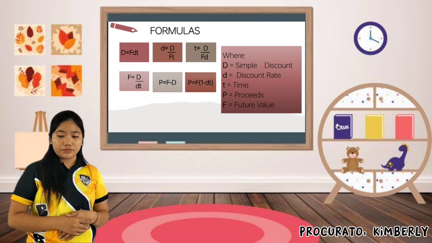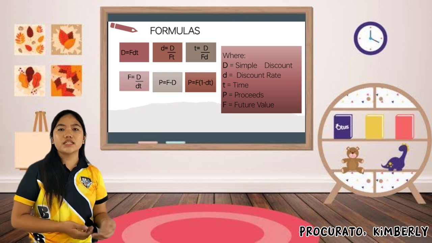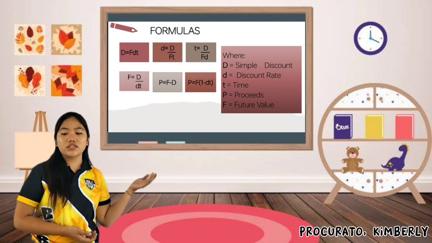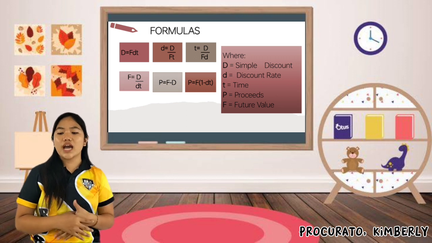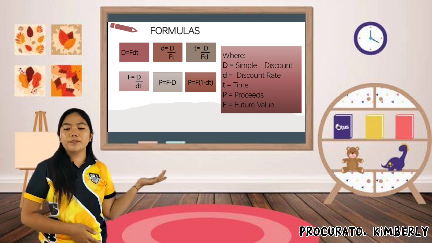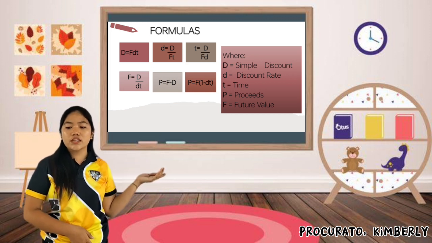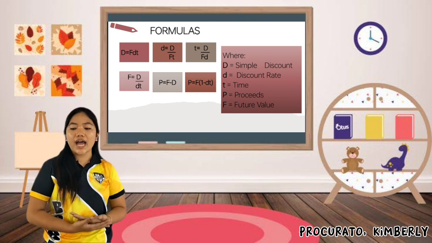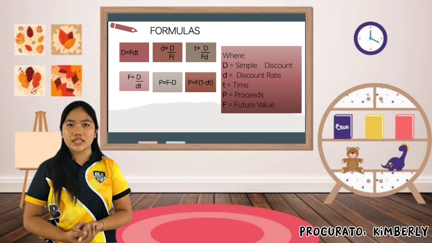Then to find the future value, the formula you should use is F equals discount over discount rate times time. So to find the proceeds, use the formula P equals future value minus discount, or use the other formula P equals future value open parenthesis 1 minus discount rate times time close parenthesis.